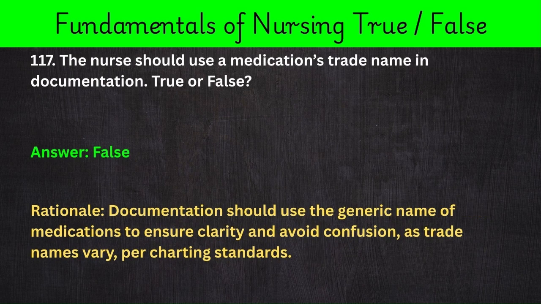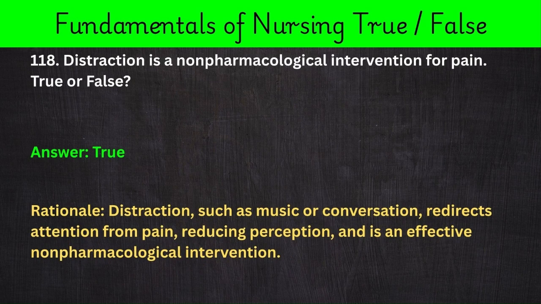117. The nurse should use a medication's trade name in documentation. True or false? Answer: false. Rationale: Documentation should use the generic name of medications to ensure clarity and avoid confusion, as trade names vary, per charting standards.